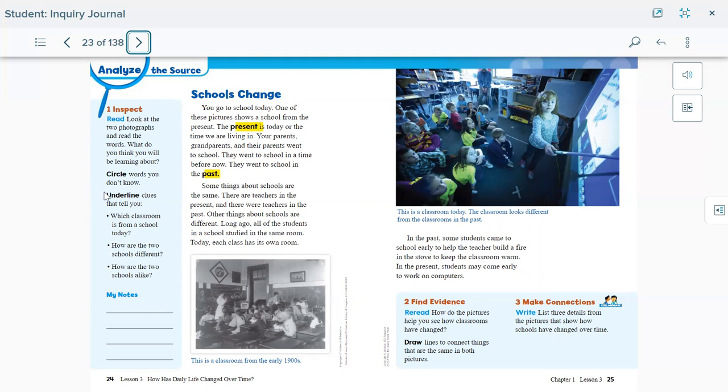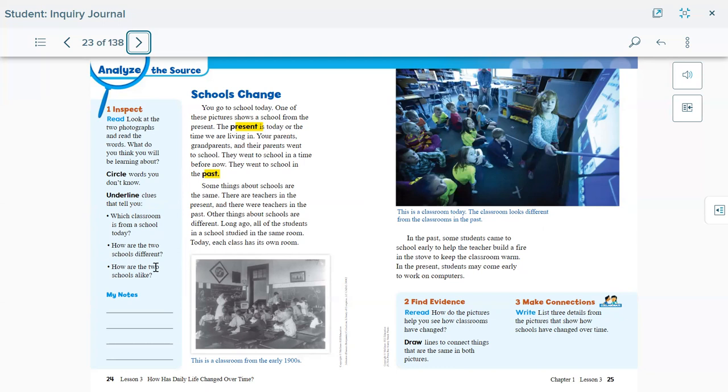Circle the word that you don't know. So a new word, for example, that you learn, present. So you can circle it and say, I know the present is today or the time we are living in. Or past. Past is something that happened long ago or just happened in the past. Could be even yesterday. Underline clues that tell you which classroom is from a school today. Of course, looking here, I can tell that this is a picture of a classroom that's nowadays.